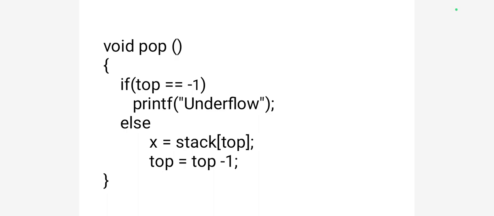If top is at location 1, 2, 3 and so on, then the if condition is false, and we enter the else. Then the topmost element of the stack is assigned to a temporary variable x. Here stack is the name of the array, and top is a variable which points to the topmost element. Stack of top is assigned to the variable x, and then top is decremented by 1. If suppose top is at location 4 and the 4th element is assigned to variable x, and afterwards top is decremented by 1. Here top is 4, 4 minus 1, 3, means top points to location number 3.